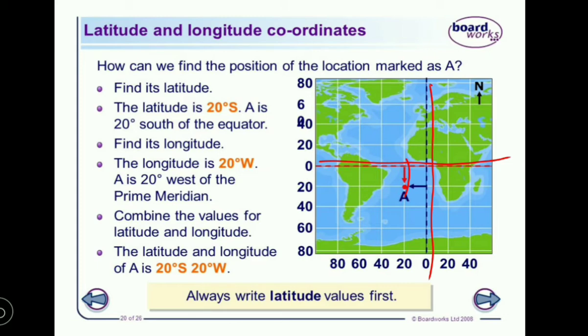Towards the A, it is the 20 degree latitude, and from the prime meridian. Combine the values for the latitude and longitude, and you will get the answer: the latitude and longitude of the intersecting line is 20 degrees south and 20 degrees west. Always write the latitude value first, because the equator is the great circle on the globe.